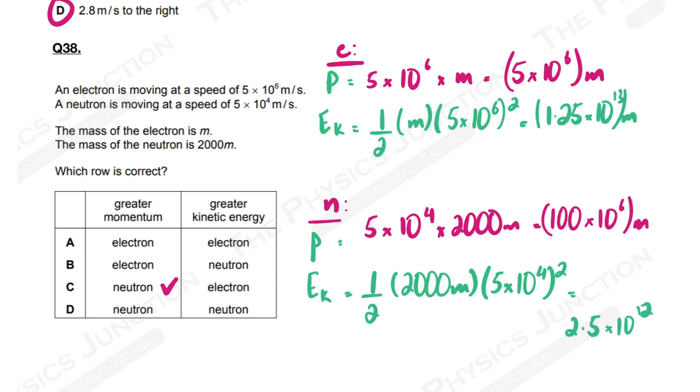10 to the 12 m. So which momentum is greater? Obviously this one. So this is the electron. The electron has the greater kinetic energy and the neutron has the greater momentum.